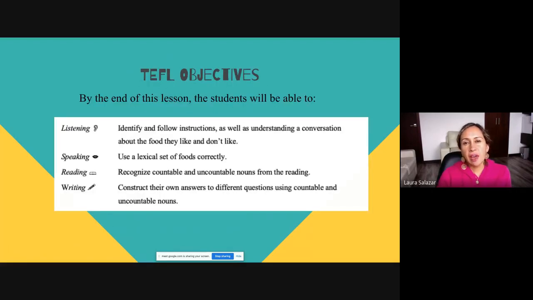The TEFL objectives: by the end of these lessons, the students will be able to, for listening, identify and follow instructions, as well as understand a conversation about the food they like and don't like. For speaking, use a lexical set of foods correctly. For reading, recognize countable and uncountable nouns from the reading. For writing, construct their own answers to different questions using countable and uncountable nouns.